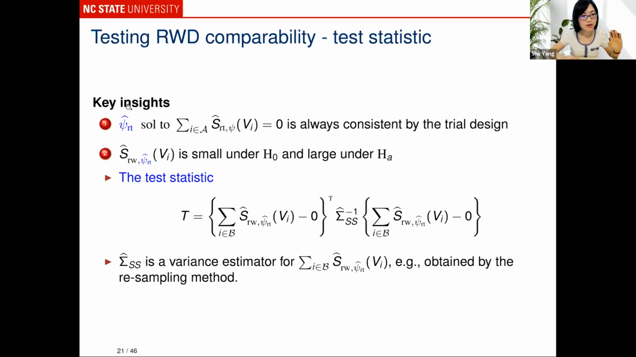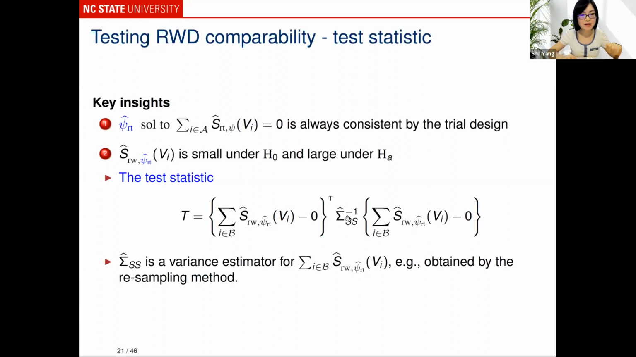And we take the RCT estimator and plug it into the RWD score. If the null hypothesis is true, we expect this quantity to be small. If the alternative is true, then we expect this quantity to be large. So we use these two insights to construct a test statistic as here. It basically measures the distance between the sample RWD score and 0, properly scaled by the variance and the covariance matrix. And we can use the standard approach to estimate the variance and the covariance matrix here.